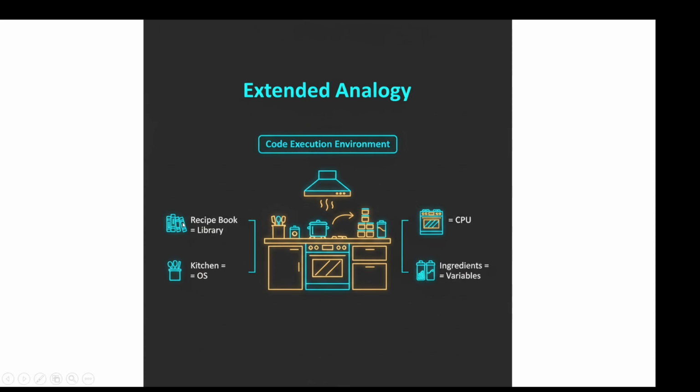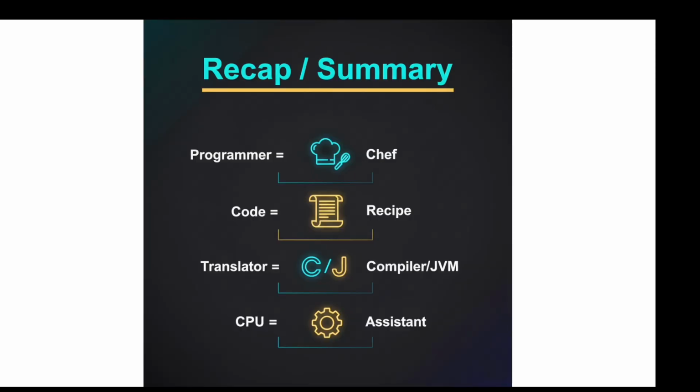If we combine the real-time analogy with programming, it is very easy. As I mentioned here, the recipe book is the libraries, the kitchen is the operating system, the stove is the CPU, and ingredients are the variables. Now we can understand everything by using real-time analogies in this series. As a summary, with the help of the example of the chef and the recipe, the programmer is the chef, the recipe is the code, the compiler is the translator, and the CPU is the assistant. So when you run a Java program, it's just like a chef writing a recipe, a translator explaining it, and the assistant cooking it perfectly. This is how a computer understands our code.